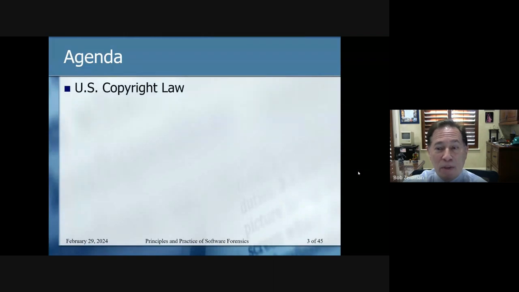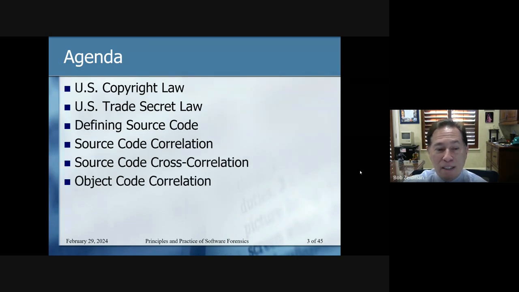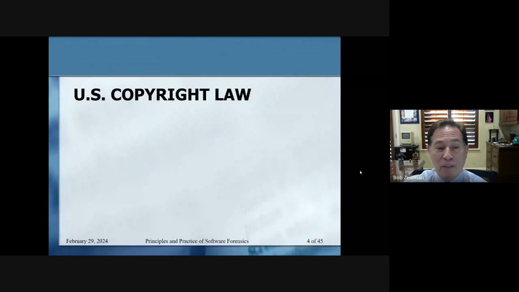And the agenda is I'm going to talk about US copyright law, US trade secret law, defining source code, what is source code correlation, what is source code cross-correlation, what is object code correlation, and what is a software clean room?